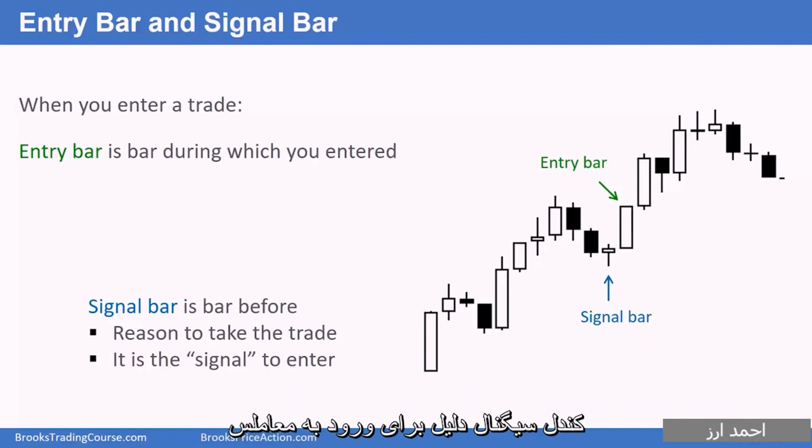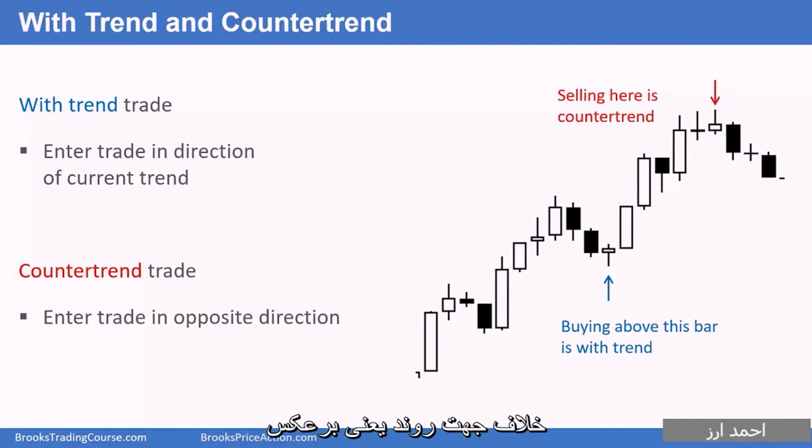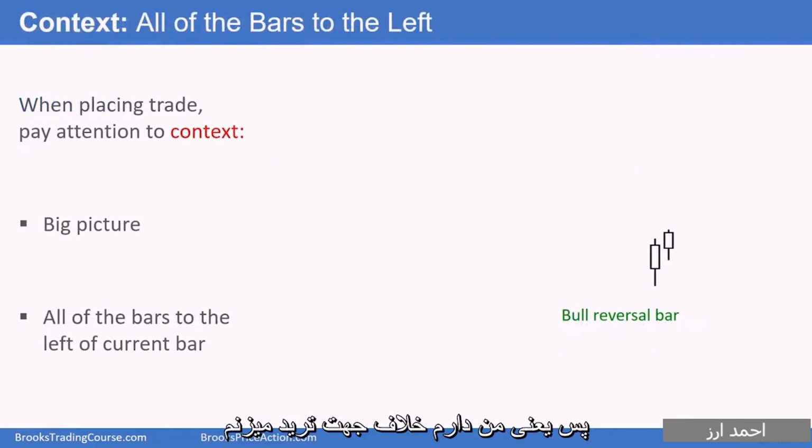The signal bar is the reason to take the trade. It's the signal to look to enter. So here's the signal bar. We're with the trend. We're trading in the direction of the trend. Buying above this bar is buying with trend. Counter trend means doing the opposite. For example, we have a bull trend, and if I'm selling below that bar right here, it's a counter trend trade. So I'm trading in the direction opposite to the trend.